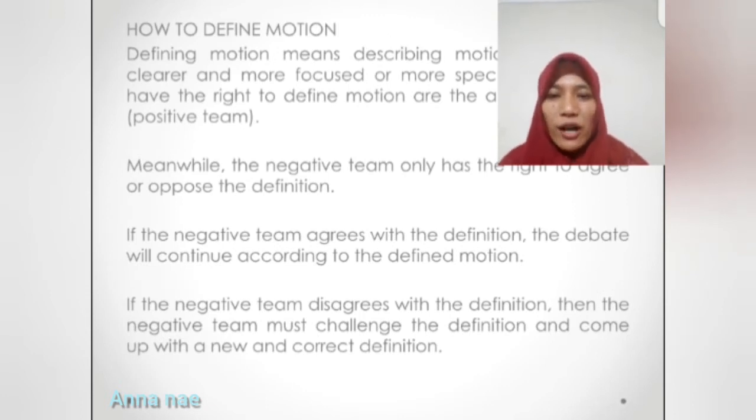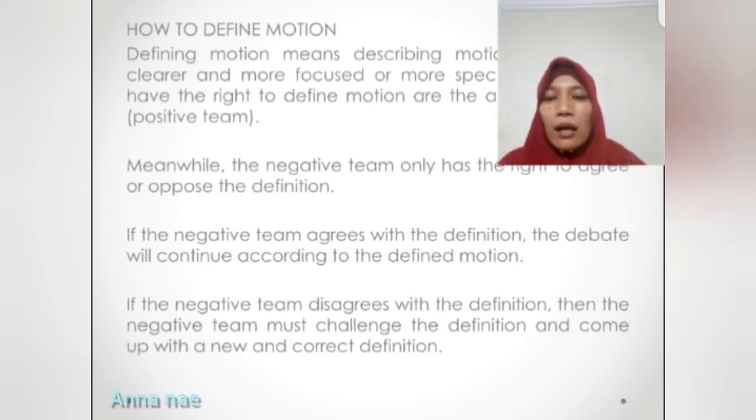Now, how to define the motion? Defining the motion here means describing the motion to be clearer, more focused, or more specific. And defining the motion can be conducted by the positive team, or the government team. What does the negative team do?